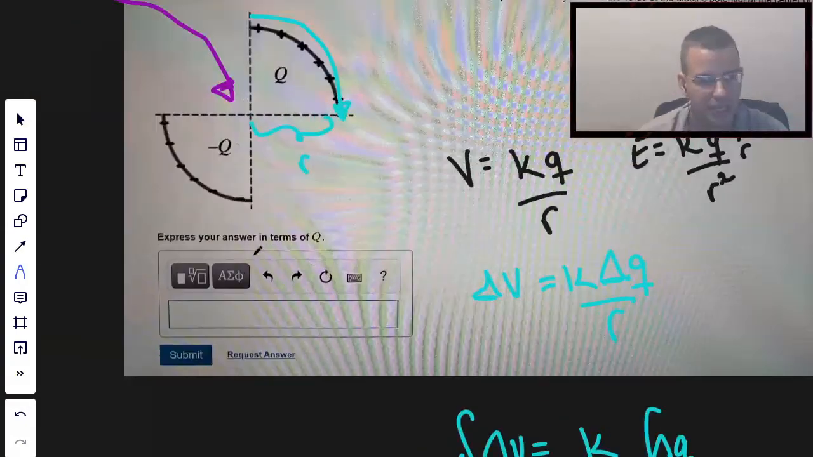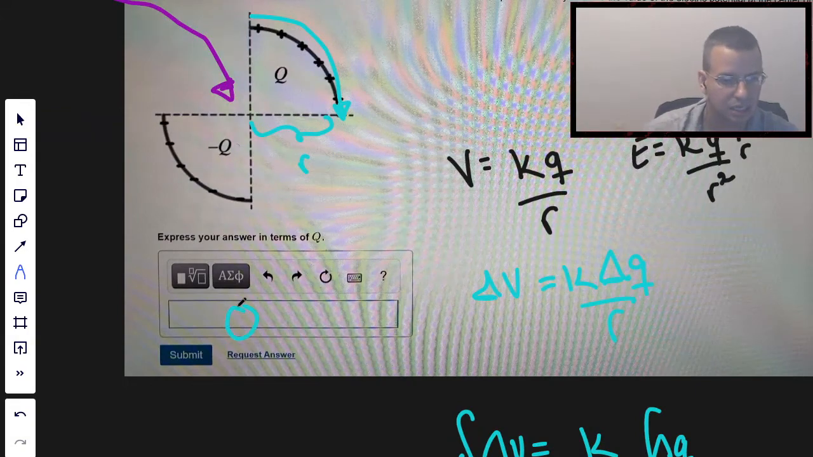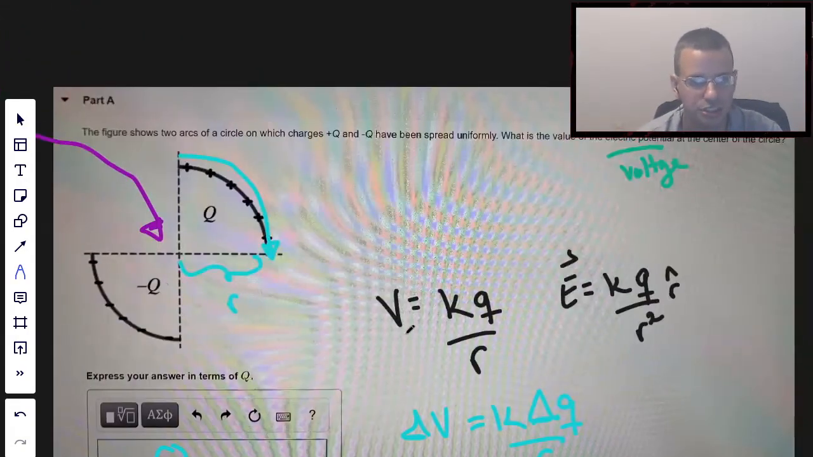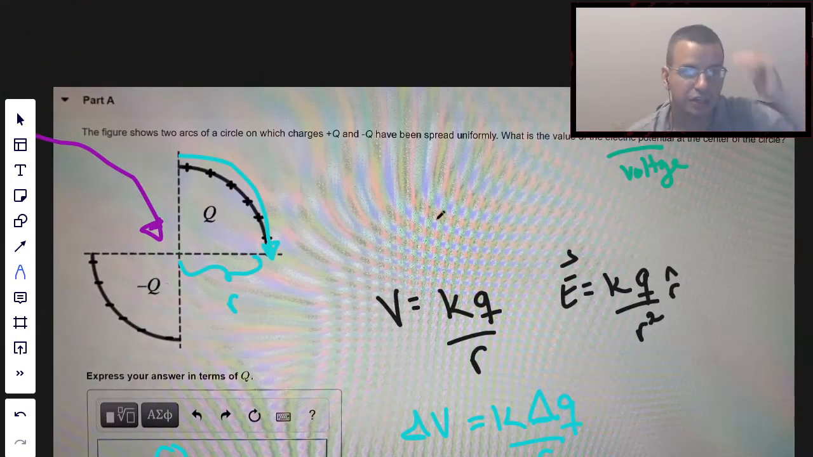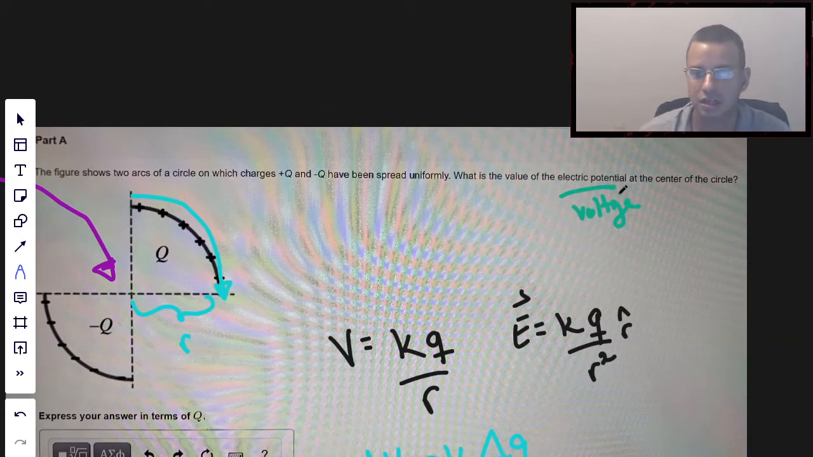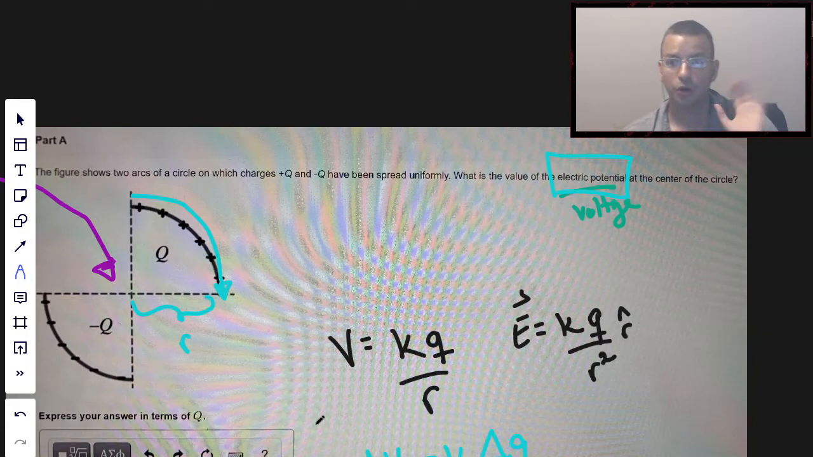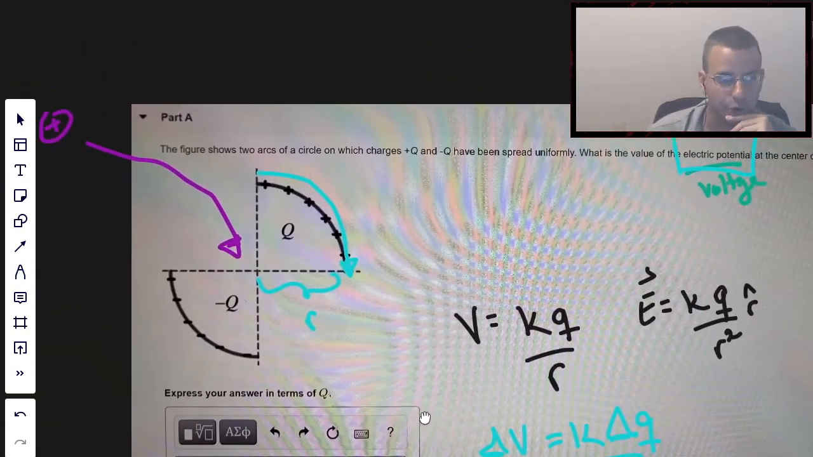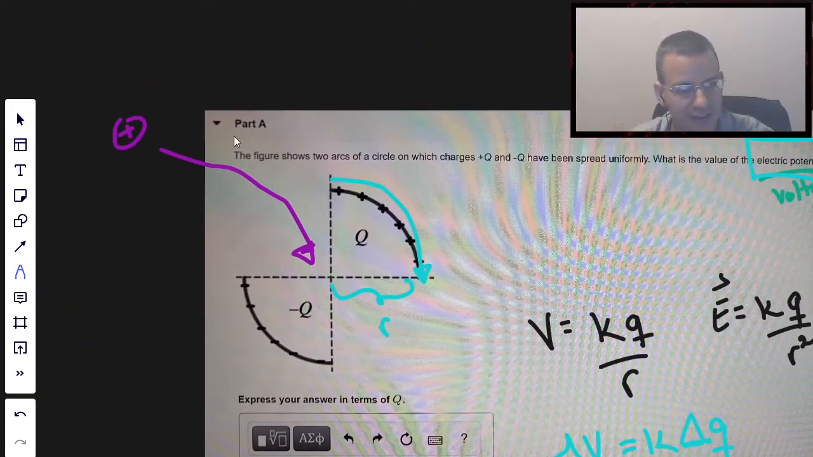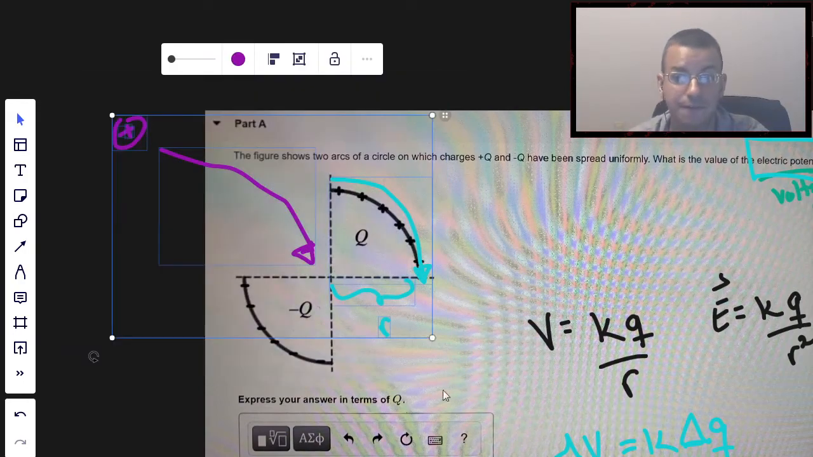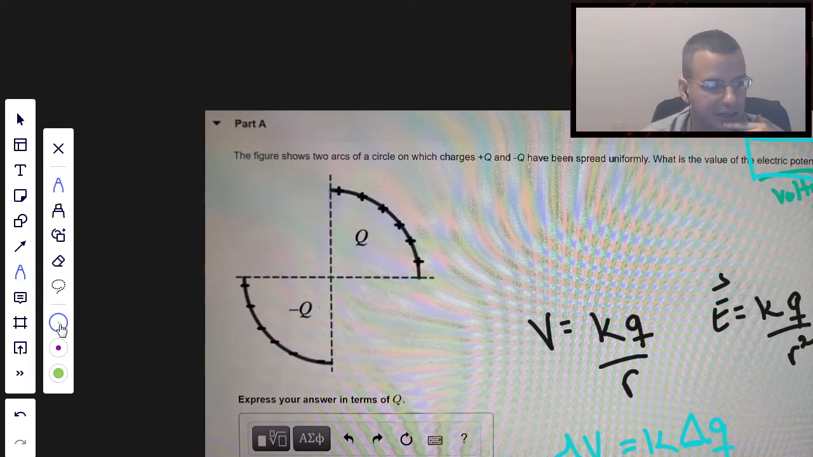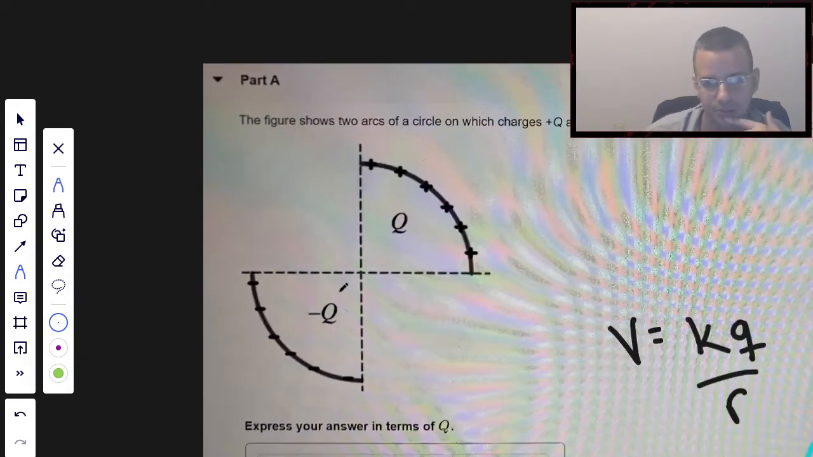So the voltage at, we're supposed to answer in terms of Q, 0 Qs. So what is the value of the electric potential at the center of the circle? Electric potential is 0. This would be a different question if they asked for the electric field. The electric field would be a vector, so we'd have to do this a little bit differently.